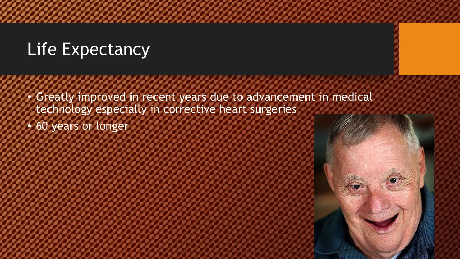Life expectancy. The life expectancy of people with Down syndrome has improved greatly in recent years due to advancement in medical technology, especially in corrective heart surgeries. The average person with Down syndrome tends to live 60 years or older.